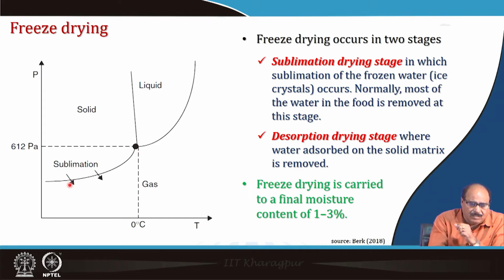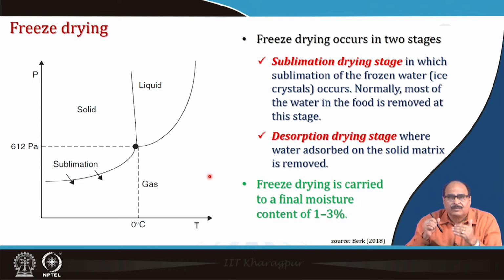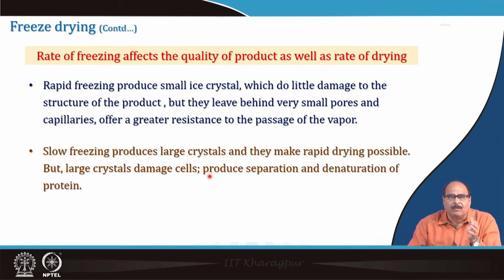So, you can see if this triple point is maintained, then the solid can be removed directly in the form of a gas. So, the freeze drying occurs in two stages, one is the sublimation drying stage, in which the sublimation of the frozen water like ice crystals occurs normally. Most of the water in the food is removed at this stage. Then there is a second stage, the desorption drying stage, where water absorbed on the solid matrix is removed. So, freeze drying is carried to a final moisture content of about 1 to 3%.